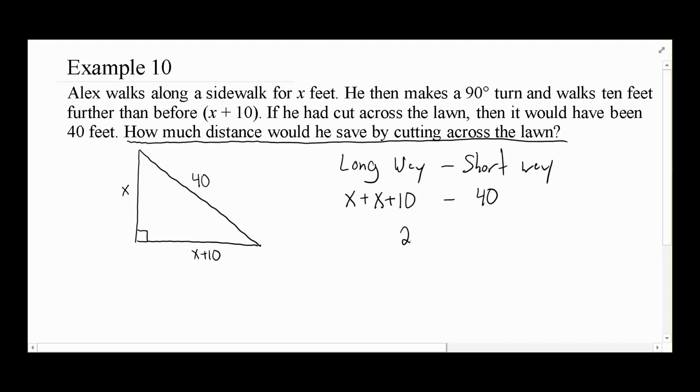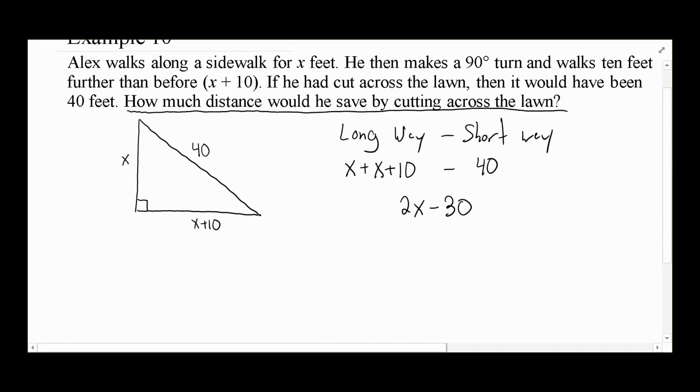So if I combine like terms here, the answer to my question is actually 2x minus 30, if I only knew what x was. Where if x was, let's say, 20 feet, then my final answer would be that I saved 10 feet. Because if x is 20, 20 times 2 is 40, 40 minus 30 is 10. So I know that this is the actual answer to my question, but I need to figure out what x is.